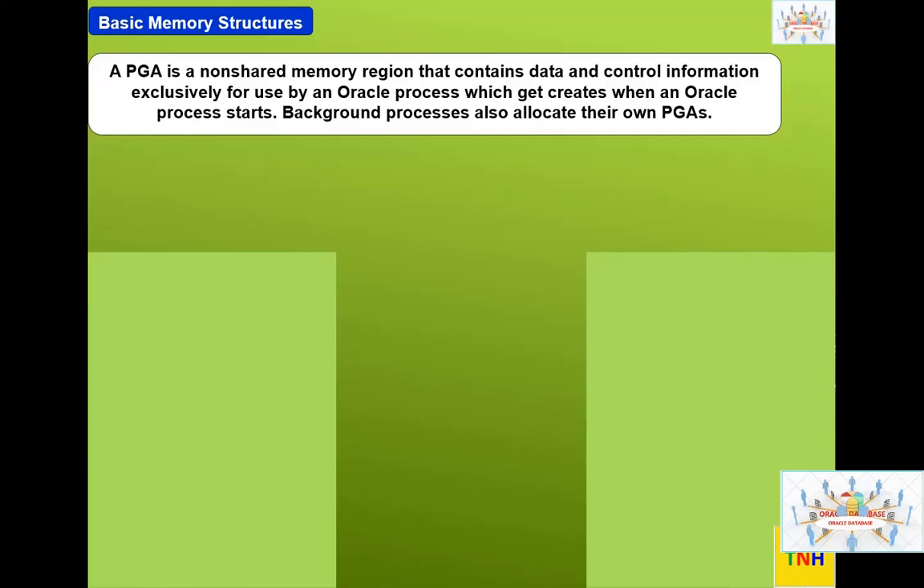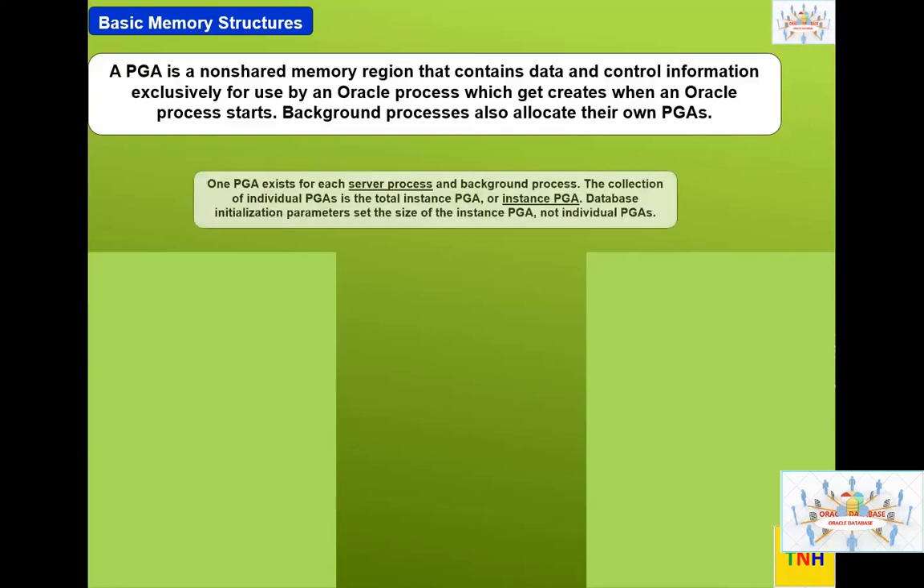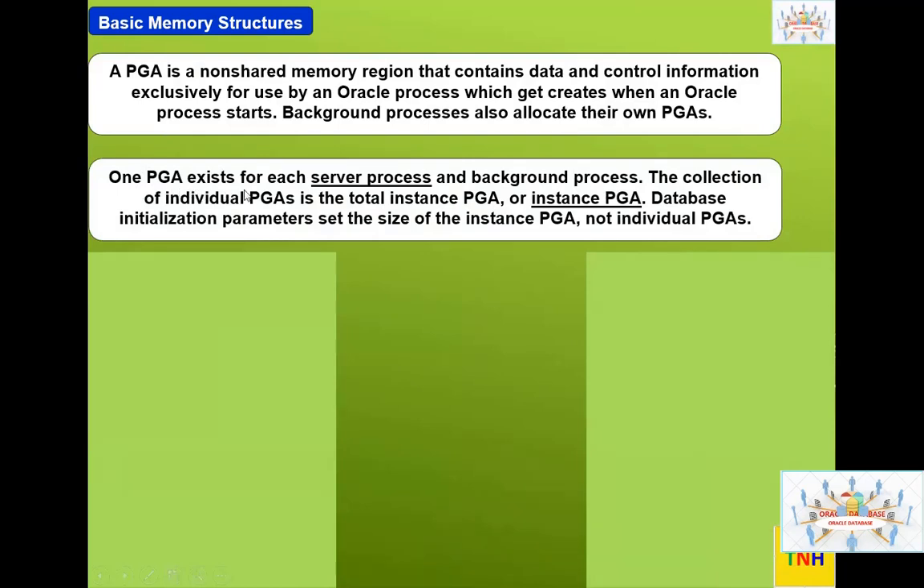Background processes like DB writer and log writer also are going to have their own PGAs. So PGAs are a very critical thing. Second point, one PGA exists for each server process. That means the server process and the background process both are going to have one PGA for each process. The collection of individual PGAs is the total instance PGA. So all PGAs together make the instance PGA or the total PGA. The database initialization parameters set the size of the instance PGA, not the individual.